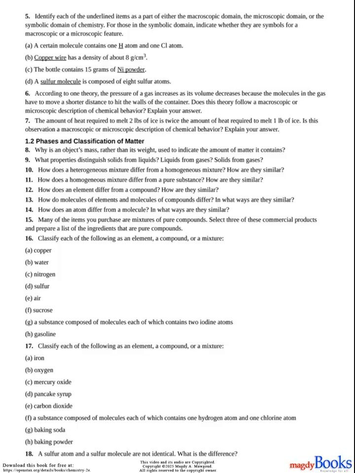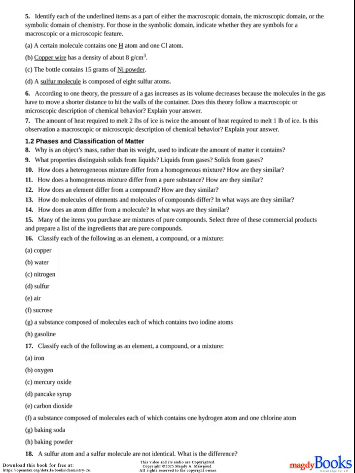1.2. Phases and classification of matter. 8. Why is an object's mass, rather than its weight, used to indicate the amount of matter it contains? 9. What properties distinguish solids from liquids? Liquids from gases? Solids from gases? 10. How does a heterogeneous mixture differ from a homogeneous mixture? How are they similar?